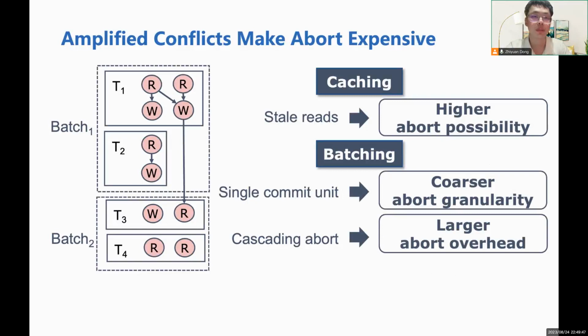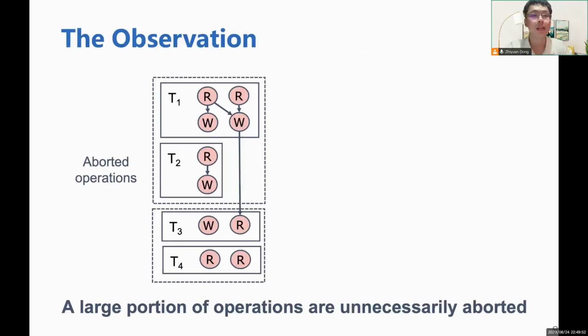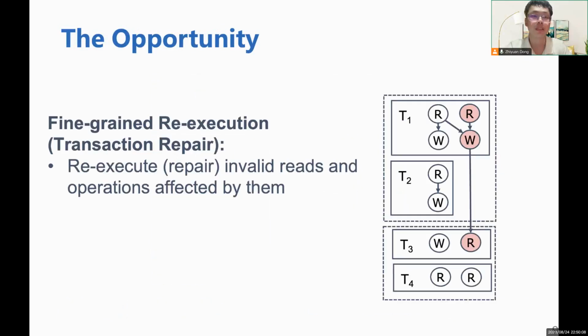This leads to a new question. Can we handle conflicts in a cheaper way? The answer is yes, with our key observation. A large portion of operations are unnecessarily aborted. In the previous example, only 3 operations are really affected, where caching and batching cause all of them to abort. The observation leads us to think of re-executing invalid reads and the operations affected by them. This is the key technique, fine-grained re-execution, or transaction repair.